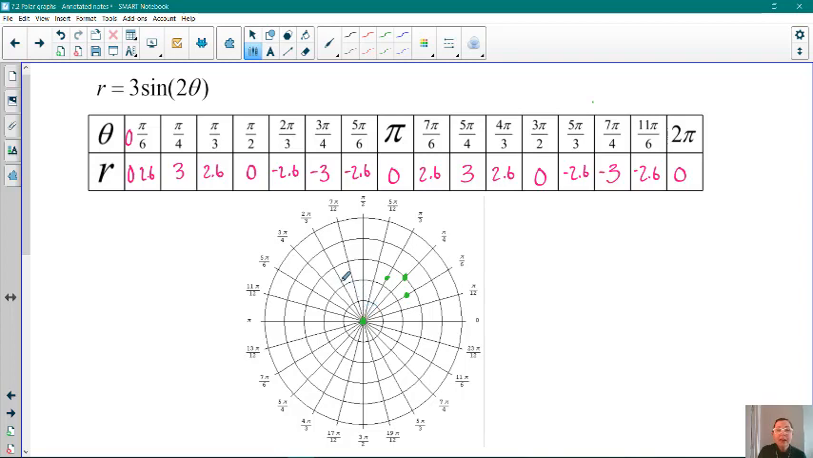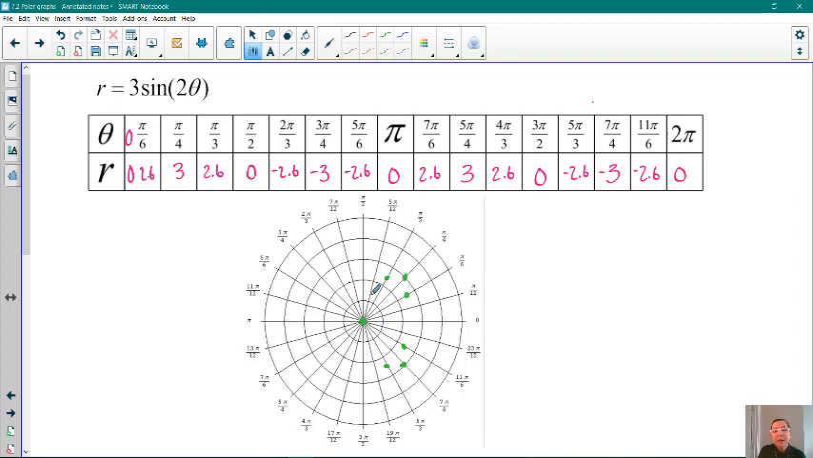Then 2 pi over 3, we have negative 2.6. We're going to go in the opposite direction, that's toward 5 pi over 3, 1, 2.6. Then 3 pi over 4, negative 3. So instead of going toward 3 pi over 4, we're going the opposite direction, 1, 2, 3, towards 7 pi over 4. 5 pi over 6, but instead of going towards 5 pi over 6, we'll go the opposite direction, which is 11 pi over 6, 1, 2.6, and then back to 0.